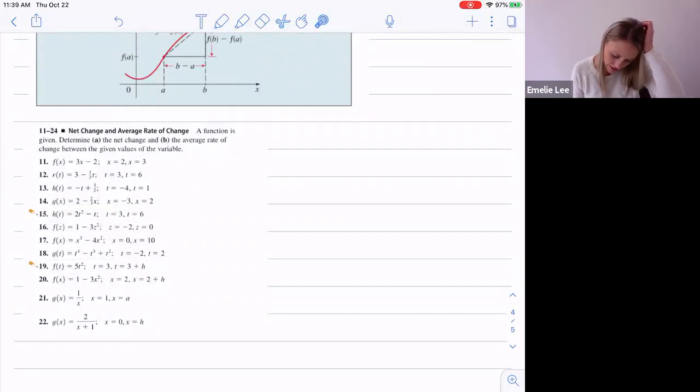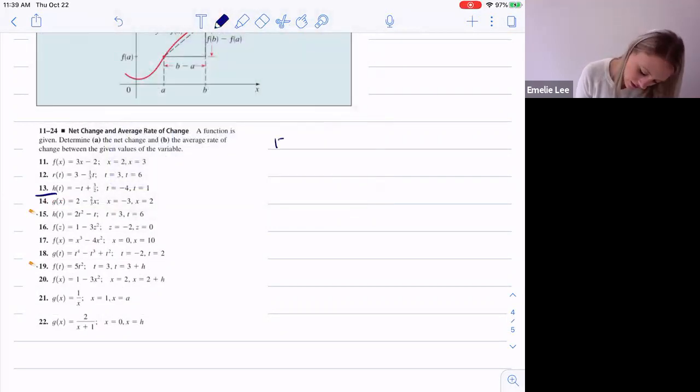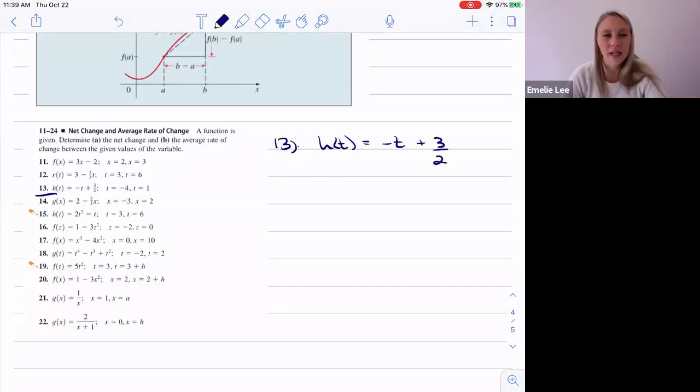Okay, let's see if I can pick a good one here. Let's do 13, because it's dealing with a fraction, and so just kind of keeping on top of these fractions that you had to do for test 1. So 13 says h of t is negative t plus 3 over 2. First thing I want to highlight is that we're using t as our input, but if you want to, you can think of them as x's. And h of t is our function or our output. H is the name of the function, t is the input, so this is essentially your y, right?